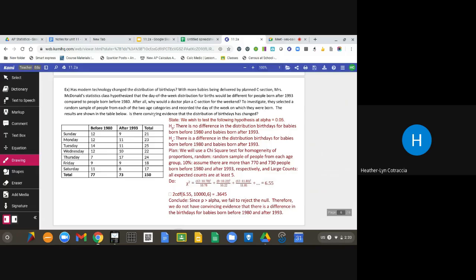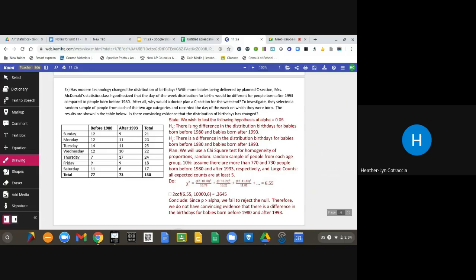There's our sentence. Is there convincing evidence that the distribution of birthdays has changed? It usually says, do these data, whatever. Okay, so for state, I put in there, we wish to test the following hypothesis at alpha equals 0.05.